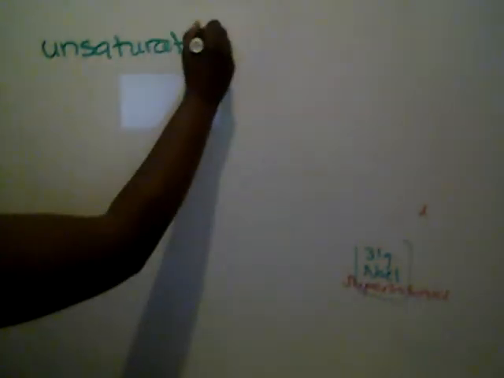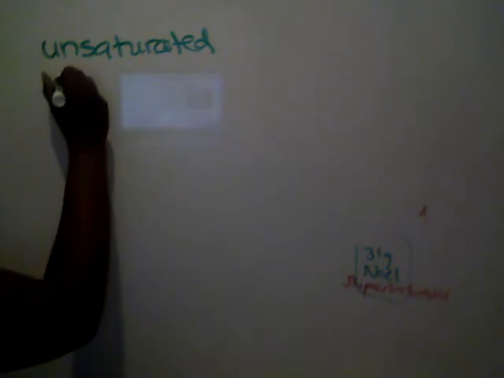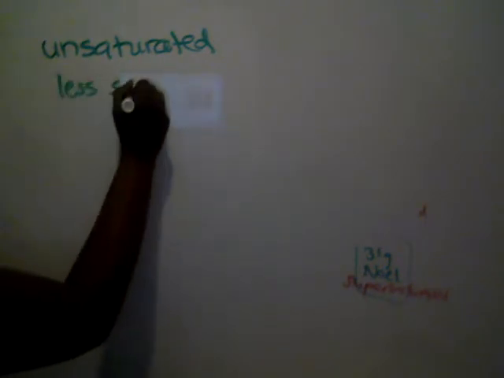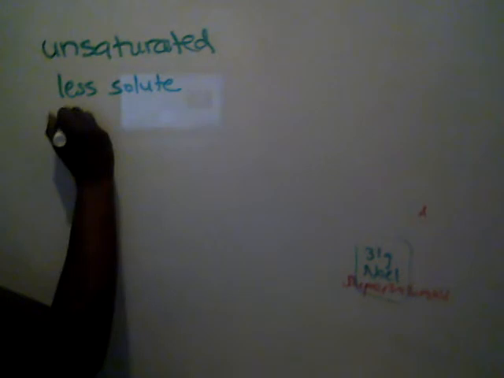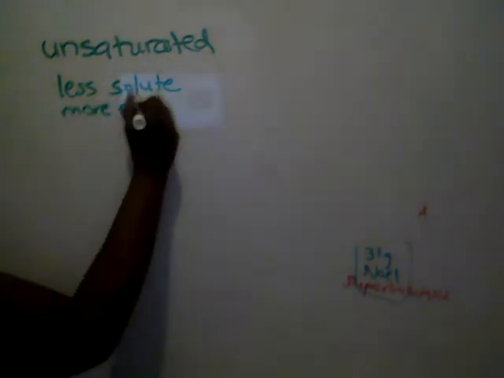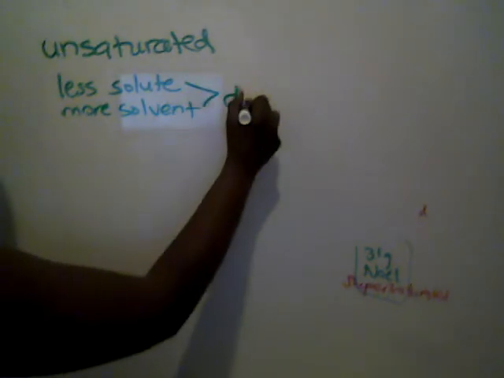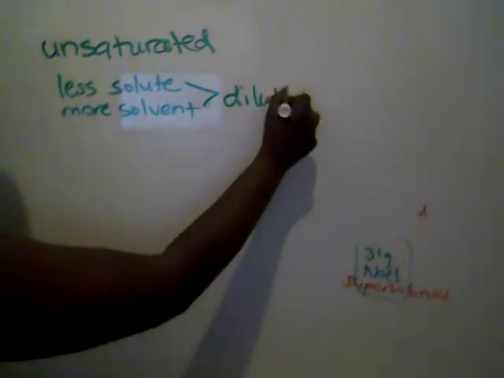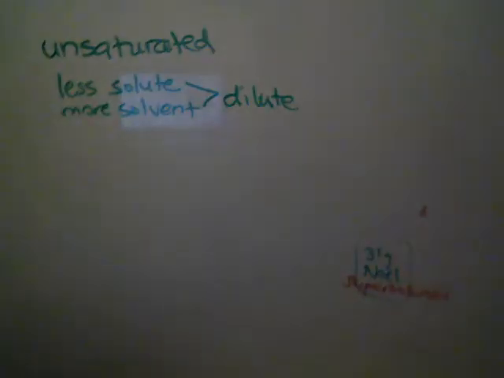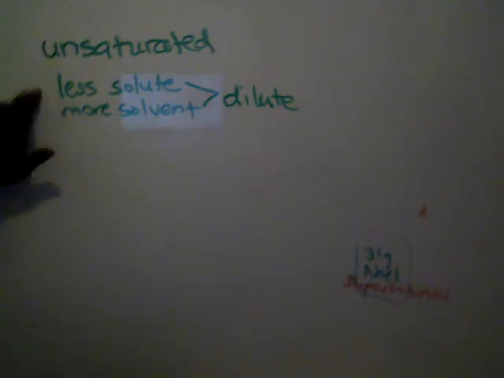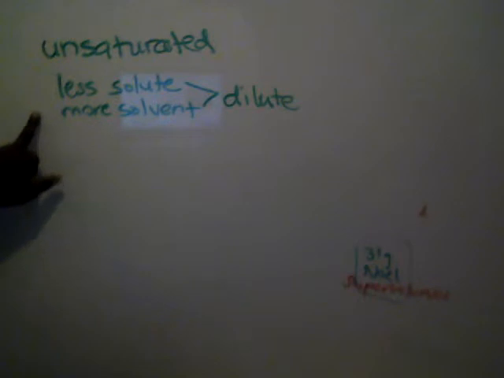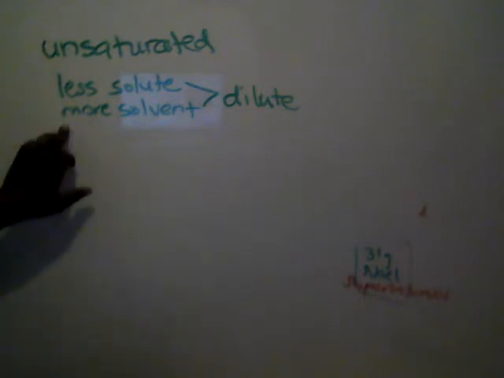When something is unsaturated, it has less solute and more solvent. So we might even call this dilute, is another word that we might use for this. If we think of making lemonade, this example would be you have a lot of water and not a lot of sugar. So it's really watery. So less solute, but you got a lot of solvent.